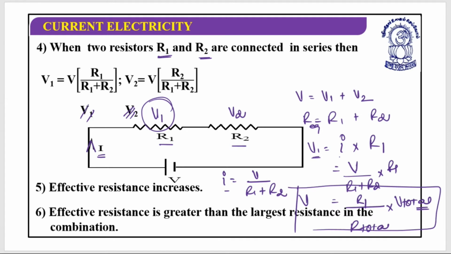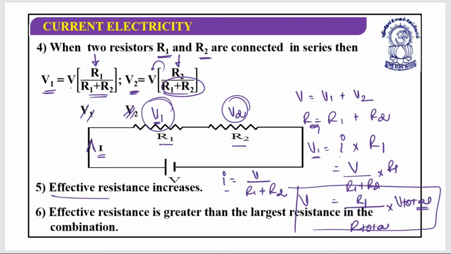This is the voltage divider rule. If I want to calculate V1, the potential difference across the first resistance, then V1 is equal to my own resistance divided by R total multiplied by V total. In the same way, V2, the potential difference across the second resistance, is its own resistance, which is R2, divided by R total multiplied by V total. So this is the voltage divider rule. Please do remember this. This will make our calculation much faster.